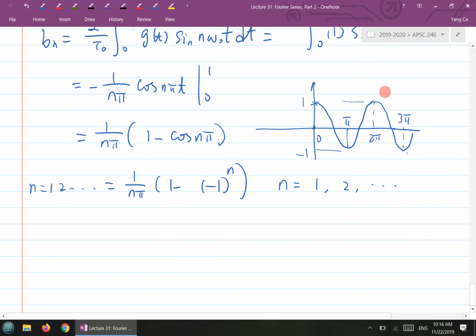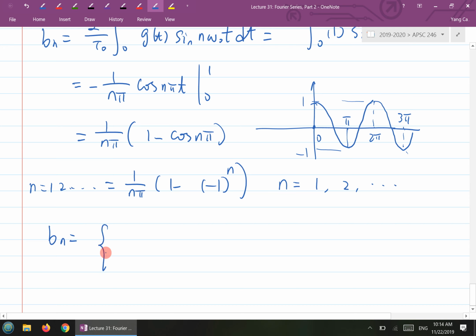Or in other words, this Bn, right? If I look at this expression here, when n is an odd number, so 1, 3, 5, 7, negative 1 to the power of n, with n odd, is negative 1. Then 1 minus a negative 1 is 2. So when it's odd, it's 2 over n pi. When n is even, it becomes 0. Okay? So that's Bn. Right?